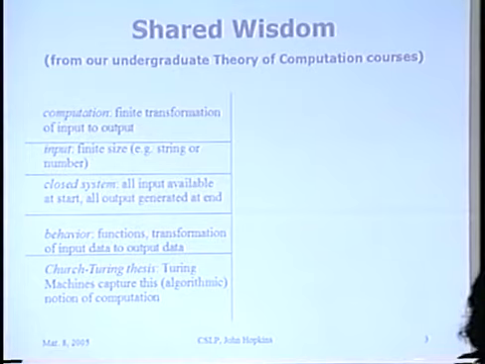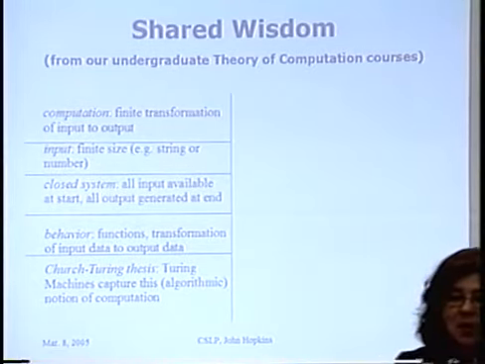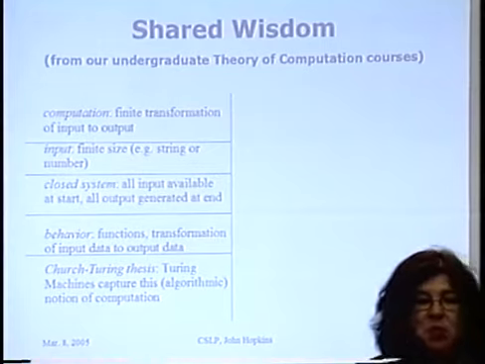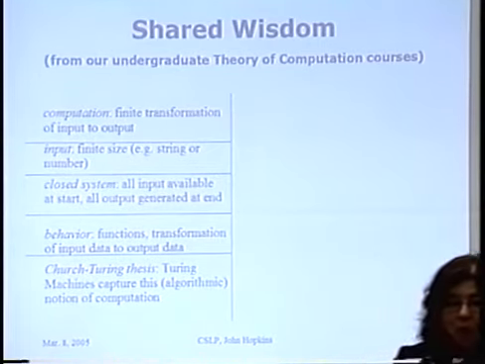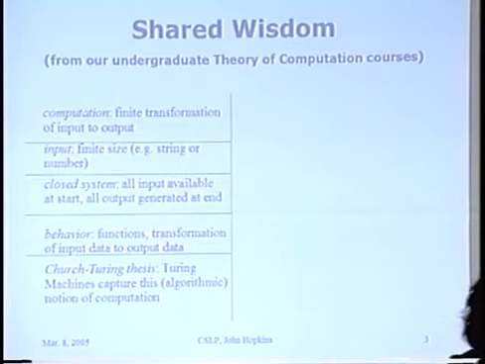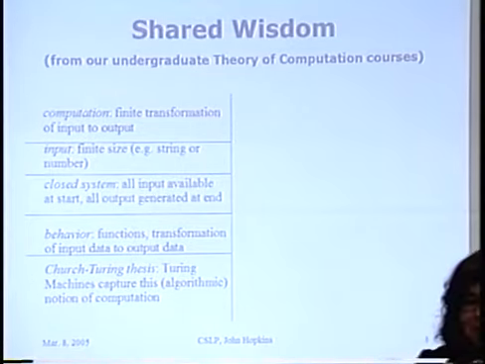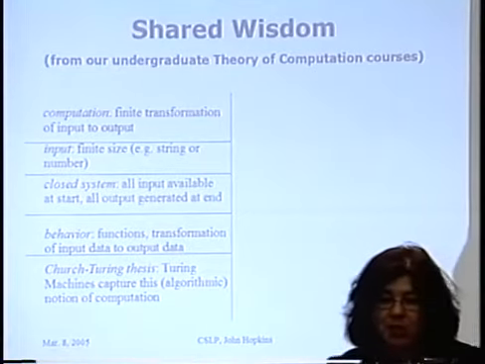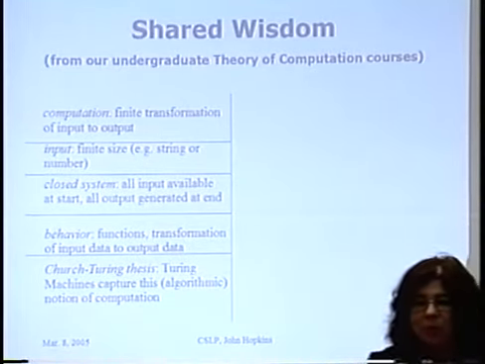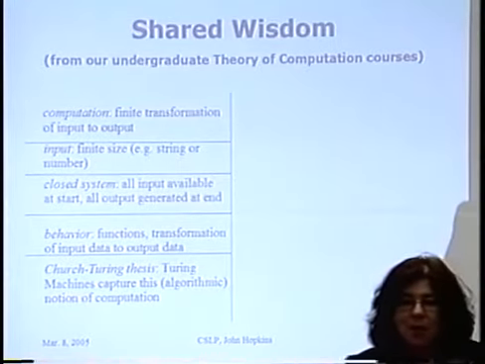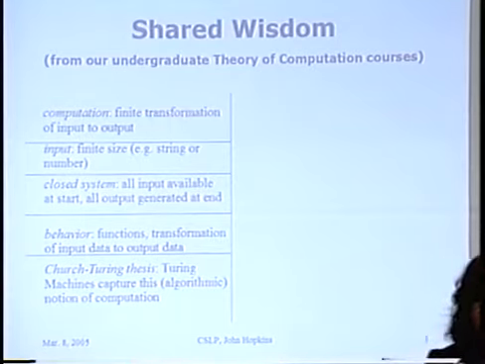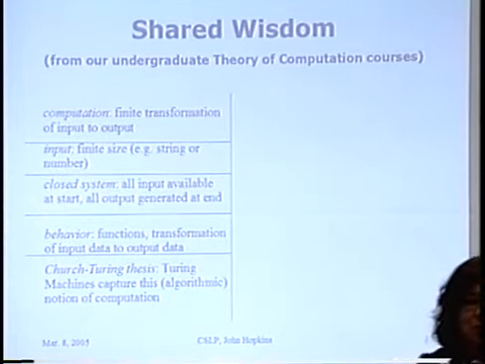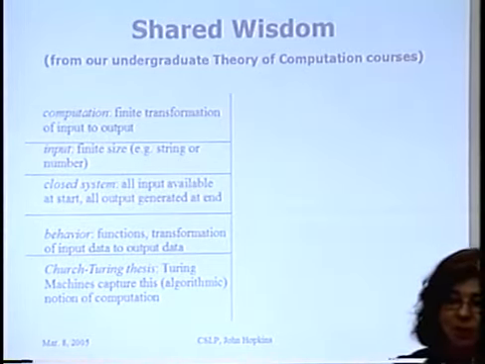output. And input itself is a finite size token, such as a string or natural number or rational number. And the computation proceeds in the context of a closed system. All input is available at the start, all output is generated at the end. Okay? So the behavior of these computational devices is the behavior of functions, transforming input data to output data. And one more thing that we learn in the theory of computation courses regarding this notion of computation is what's known as the Church-Turing Thesis, that Turing machines capture this notion of computation, what you call the algorithmic notion of computation. Okay?